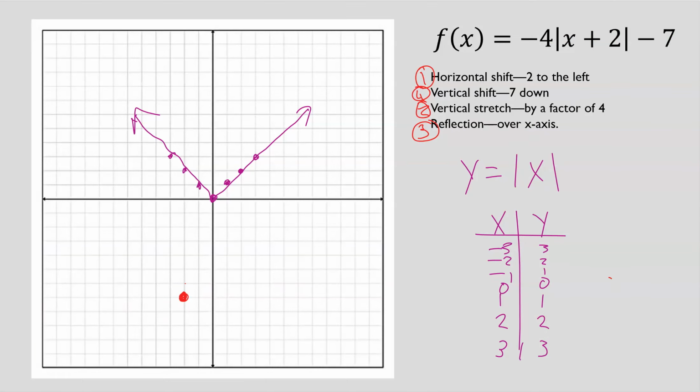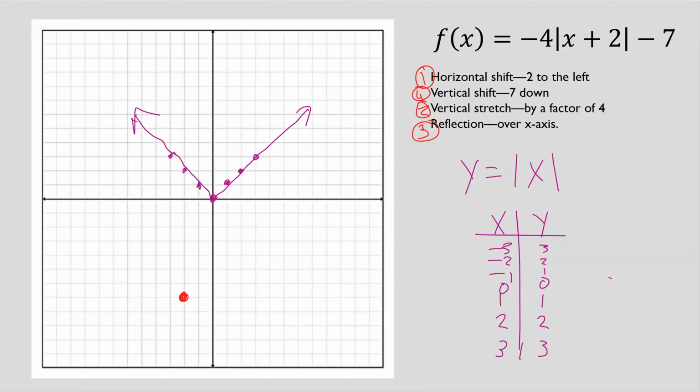I took this point at 0, 0, right? Now I'm erasing. This video is off the rails. Okay, I took this point at 0, 0. I moved it 2 spaces to the left, pop, pop. I reflected it and stretched it, but that didn't do anything because the y value was already 0. And then I moved it 7 spaces down. Took me to right there. Okay, so that's the first point.